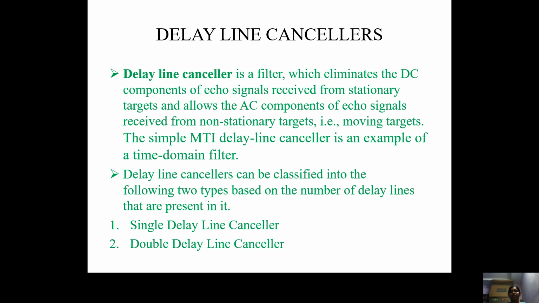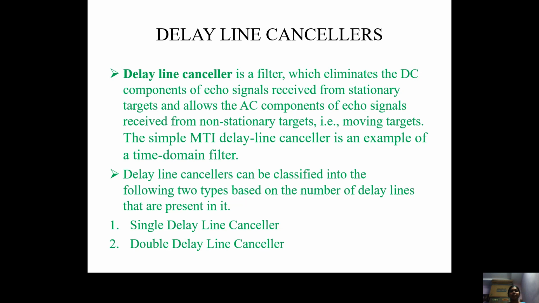So all that complexity will be reduced if we use delay line cancellers. Based on how many delay lines are available, there are two types of delay line cancellers which we are going to discuss now. If there is only one delay line, it is known as a single delay line canceller. If the delay lines available are two, it is known as a double delay line canceller. Based on how much accuracy we need, we can increase the number of delay lines. This concept will be extended for n delay line cancellers also.